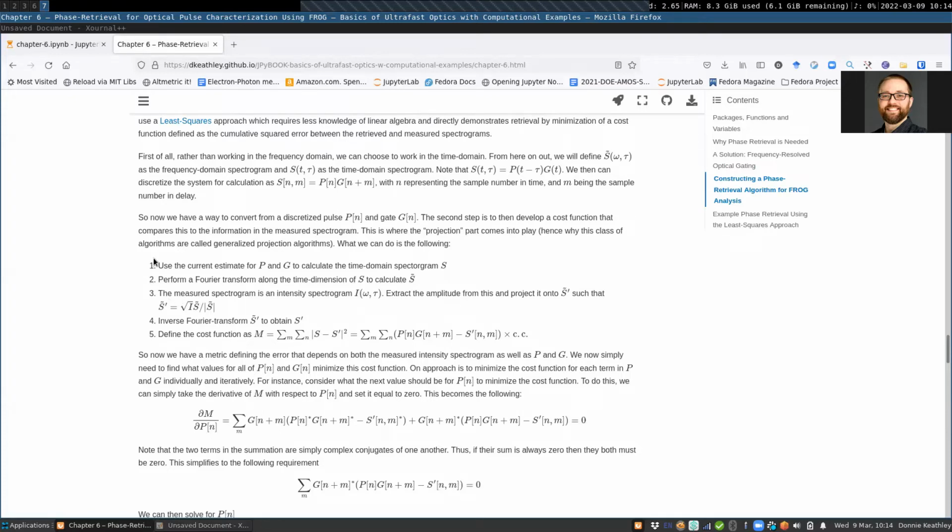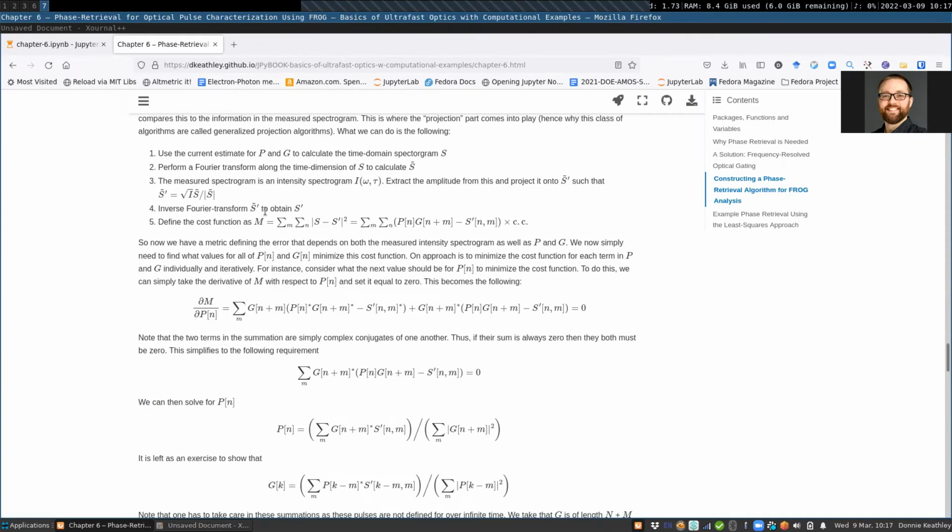So now why have we done this? 1, 2, 3, 4, 5. This seems like a lot of trouble, right? Well, this is really nice because now I have some analytic function M, which defines an error based on each sample in P, each sample in G, and our projected spectrogram S prime. So now it's only a matter of asking what value of P of N and what value of G of N I should use to minimize this error. And that's what we're going to talk about next.